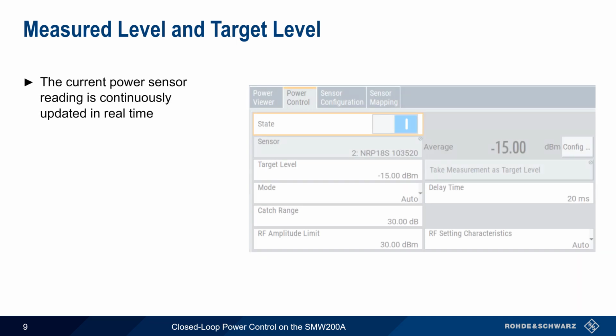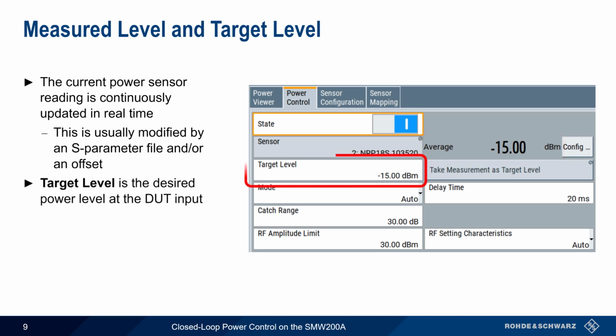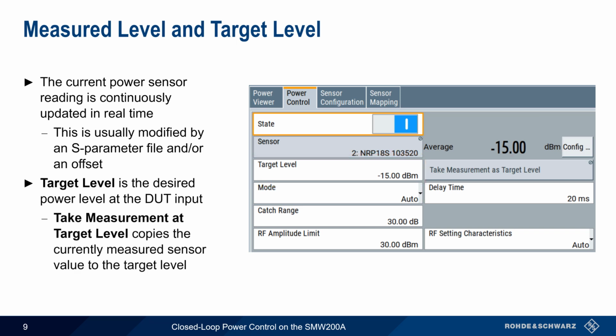The power sensor reading is continuously updated in real time, although remember that this value is usually modified by an offset and/or by an S parameter file. We'll discuss this in much more detail in just a few moments. The target level parameter is the desired power level at the DUT input, and this is the power that the SMW will hold constant when closed-loop power control is active. The Take Measurement at Target Level button copies the currently measured sensor value to the target level.